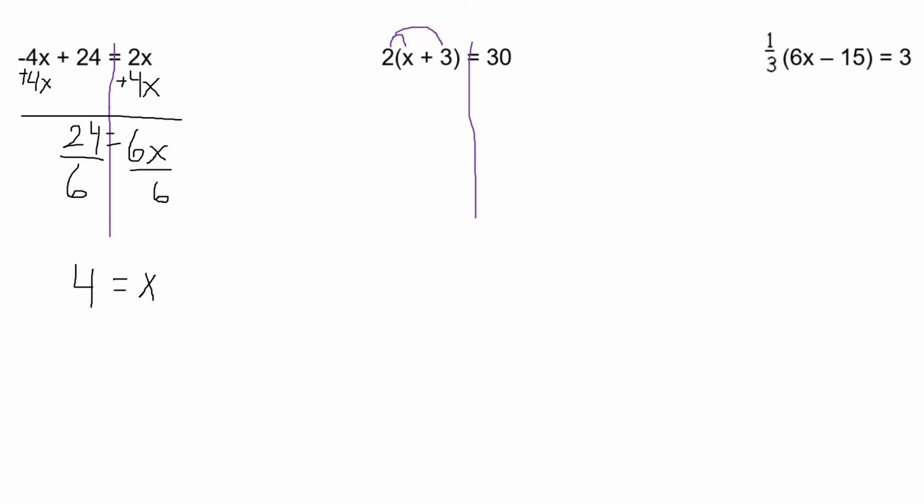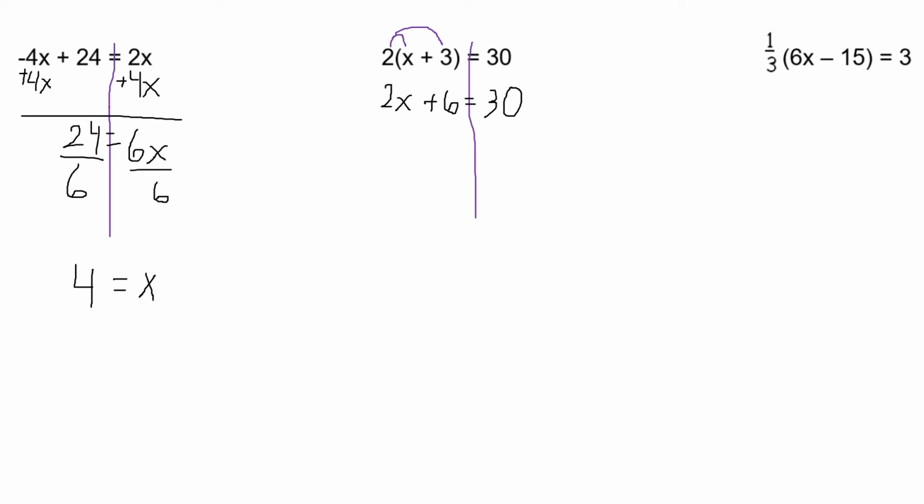Two times x is 2x. And 2 times a positive 3 is a positive 6. So 2x plus 6 equals 30. Because we're going to bring down what's on the right-hand side because it's not in the parentheses. It's on the other side of the equal sign. So now this problem looks like one we've already done. 2x plus 6 equals 30.